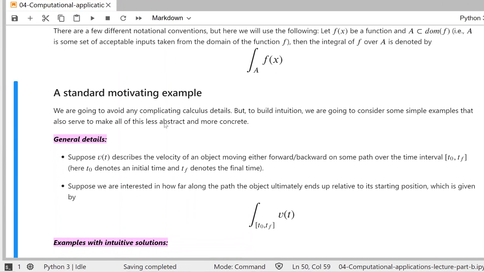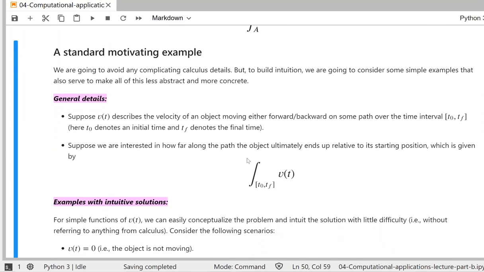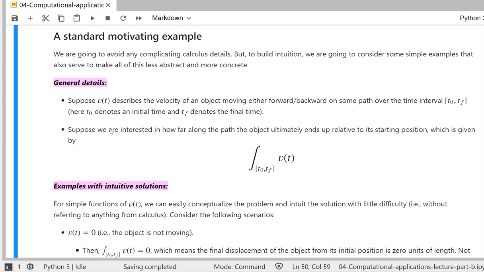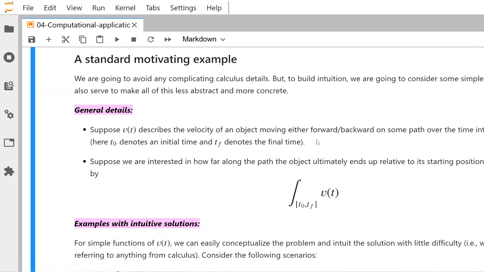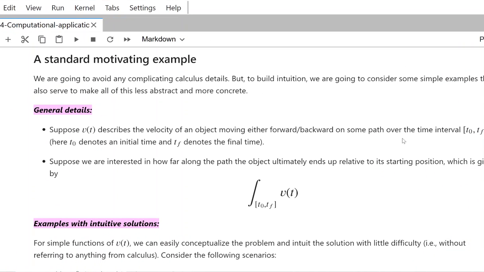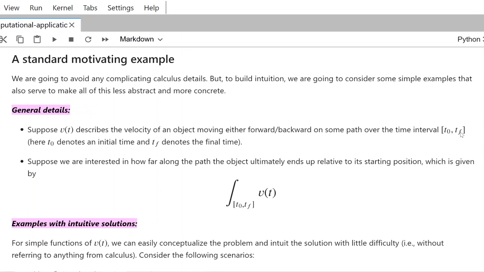We are going to avoid any and really all complicating calculus details, but we will build intuition by considering some simple examples involving the integral of velocity. So here are some general details. Suppose that we use v of t to denote the velocity of an object that is moving either forward or backward on some path over a time interval t naught to t f, where t naught denotes an initial time and t sub f denotes the final time.